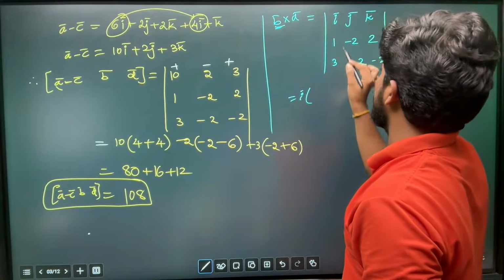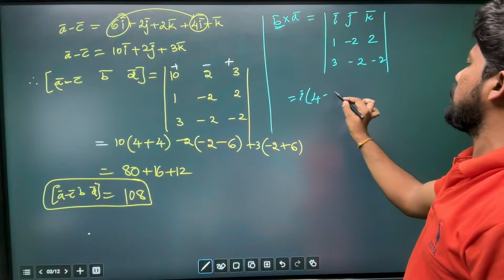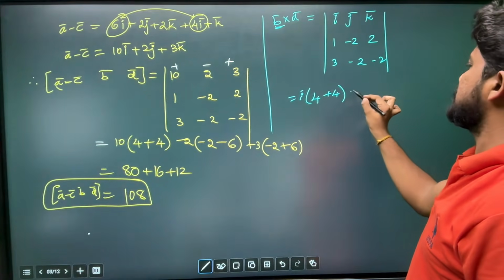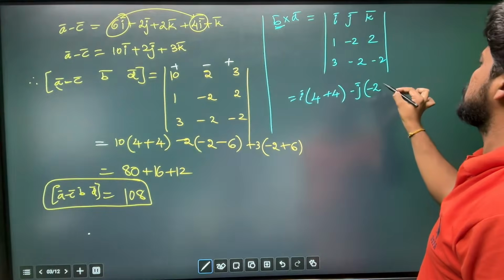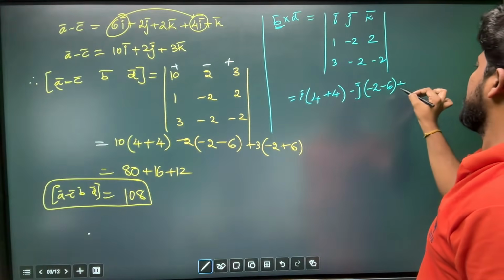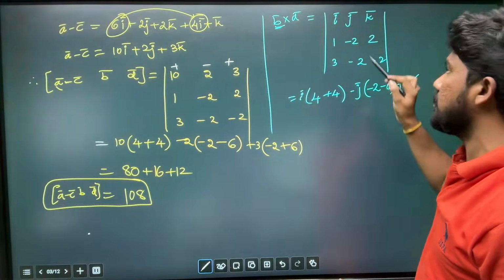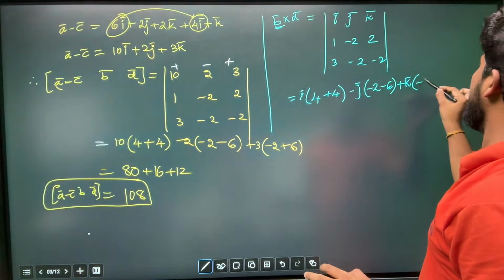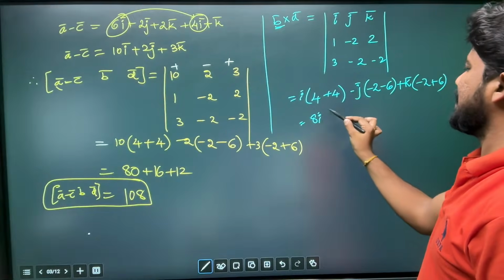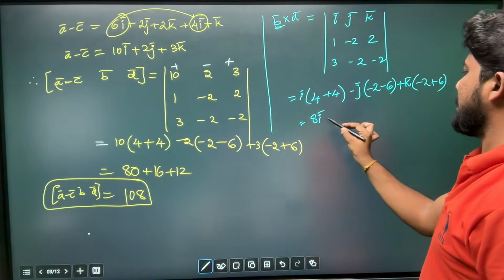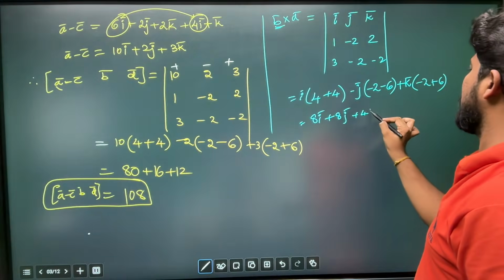Okay, so i bar into delete the first row and first column, minus into minus plus 2 to the 4 plus 4. Next minus j bar into what you get is minus 2 minus 6. Clear? So there is no need to explain in detail, you know very well how to find the determinant. Okay, so plus k bar, so minus 2 plus 3 to the 6. So therefore 4 plus 4 is 8 i bar. So minus 8 minus 1, what do we get, plus 8 j bar plus 4k bar.